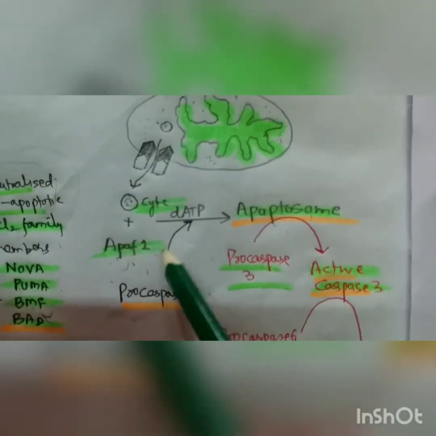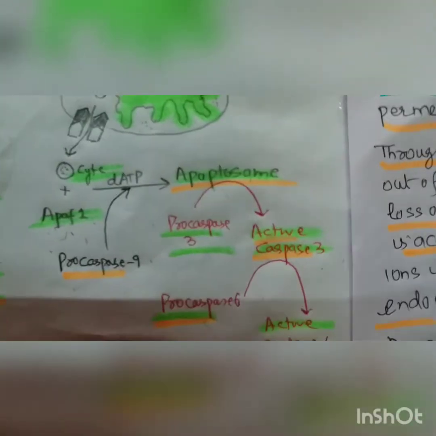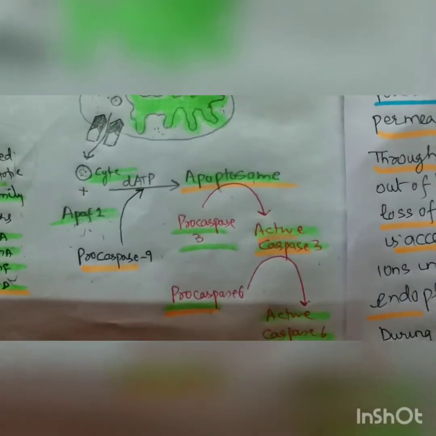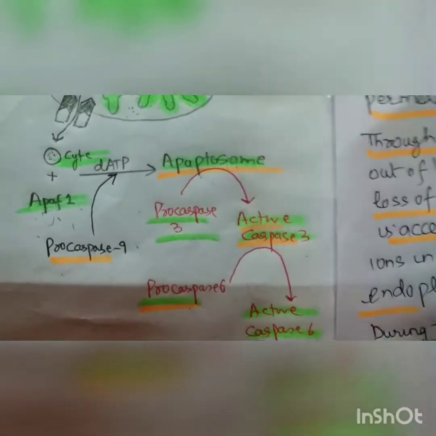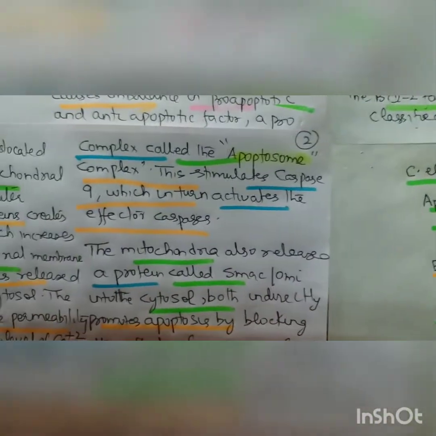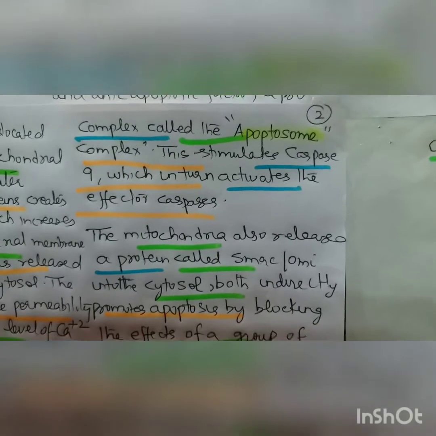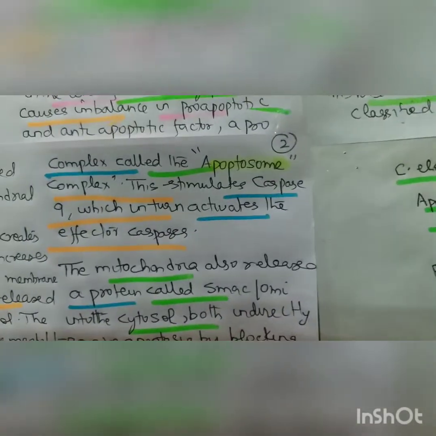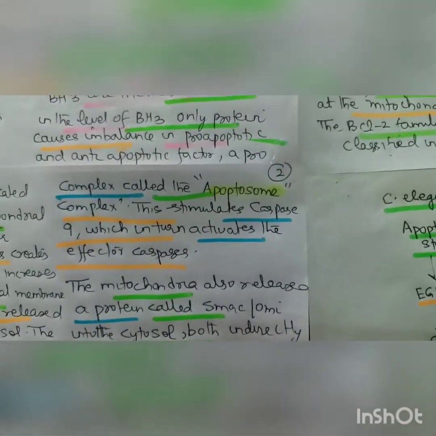This leads to the formation of a caspase-activating multi-protein complex called the apoptosome. I told you, this cytochrome C, APAF-1 and pro-caspase 9 result in the apoptosome. This stimulates caspase 9, which in turn activates the effector caspase, I told you.